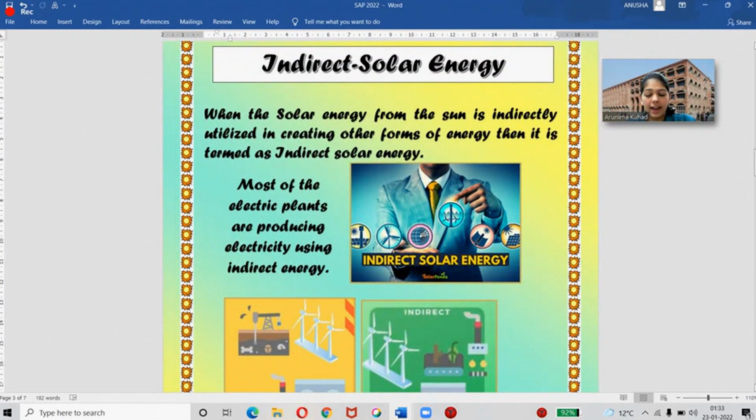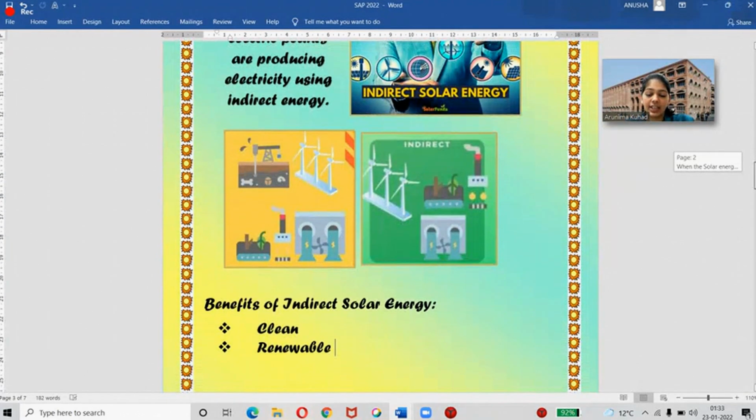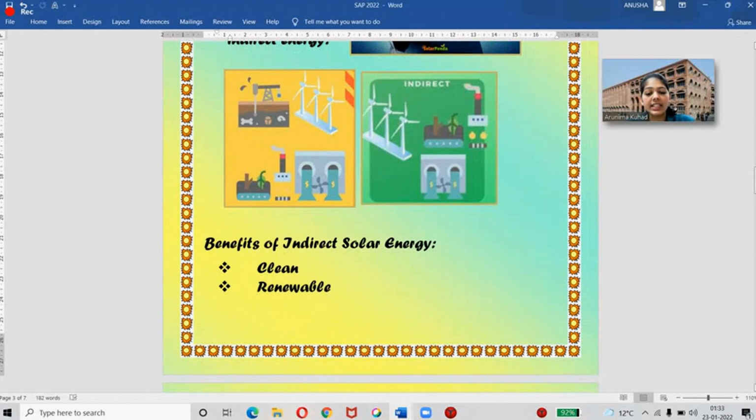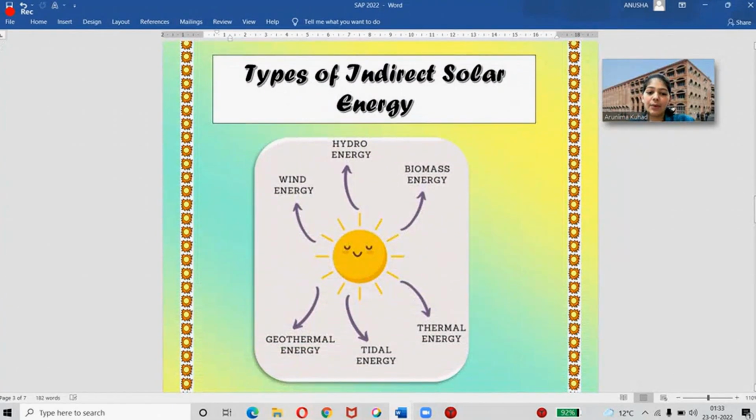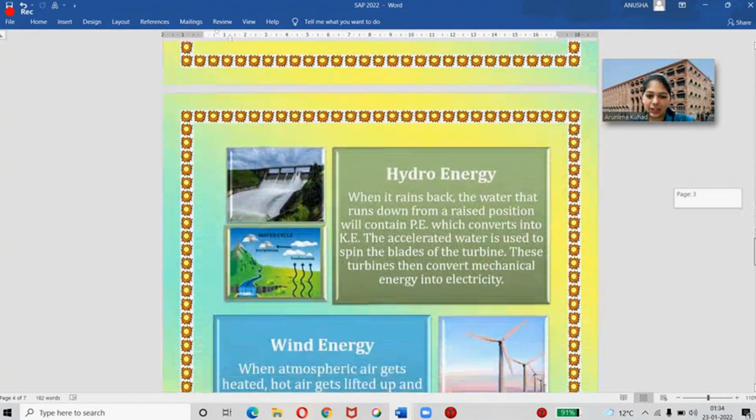Indirect solar energy. When solar energy from the sun is indirectly utilized in creating other forms of energy, then it is termed as indirect solar energy. Most of the electric plants are producing electricity using indirect energy. Benefits of indirect solar energy: it is a clean, pure, and renewable form of energy. Types of indirect solar energy: hydro energy, biomass energy, thermal energy, tidal energy, wind energy, and geothermal energy. Now I'm going to throw light on indirect solar energies.